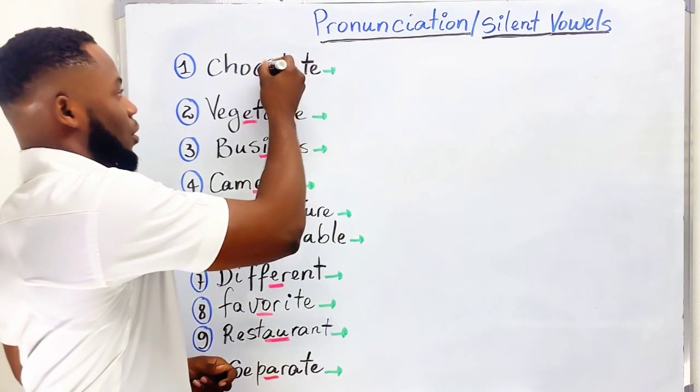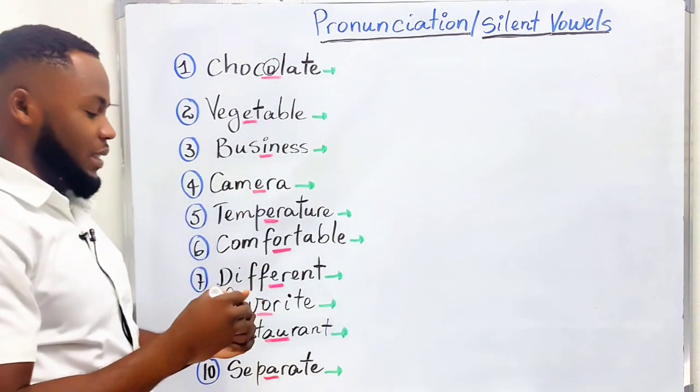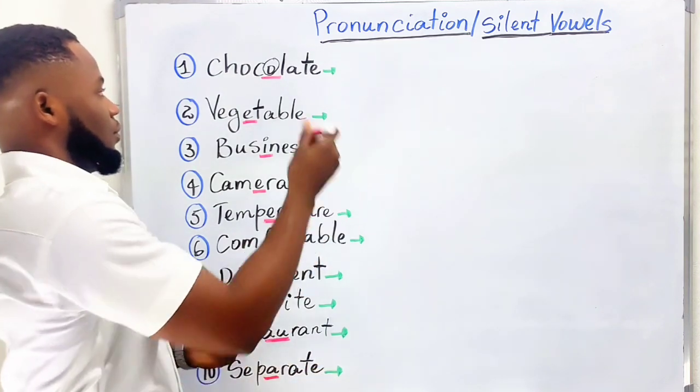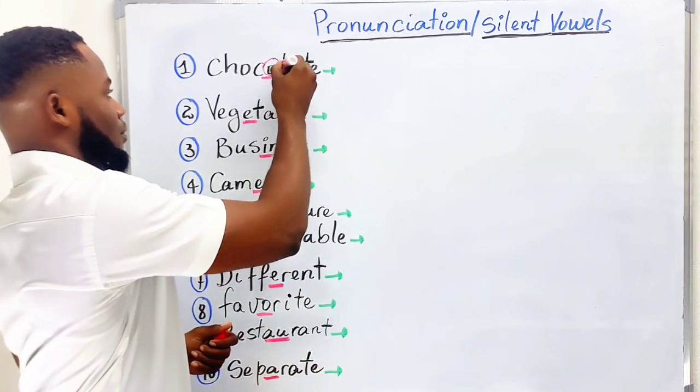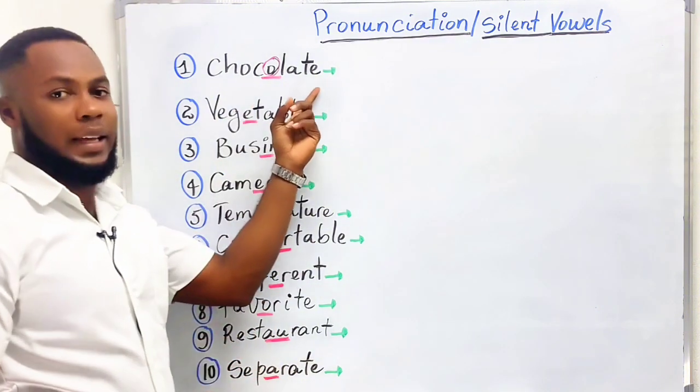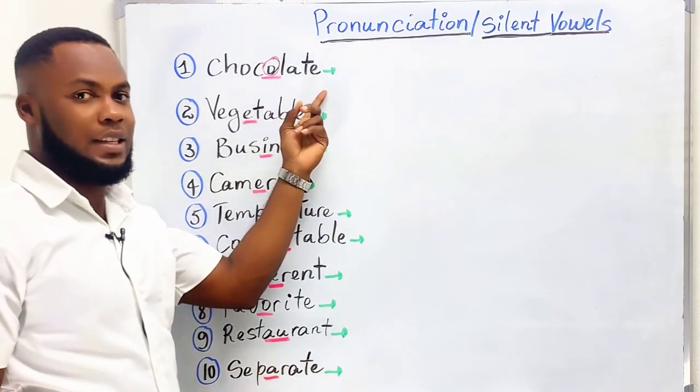The letter O is silent. Okay? The letter O is silent. We say chocolate. Chocolate.